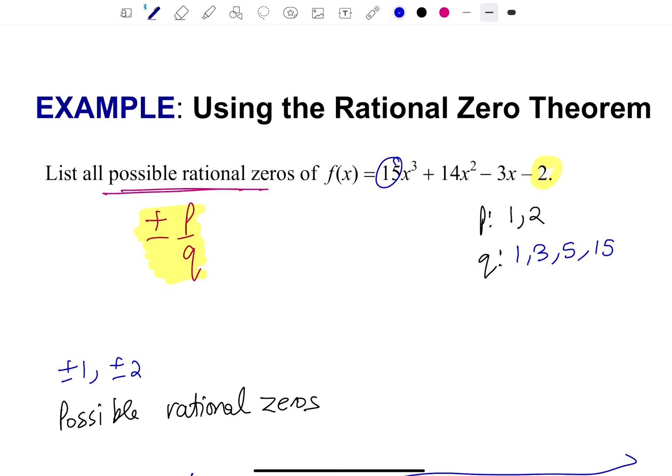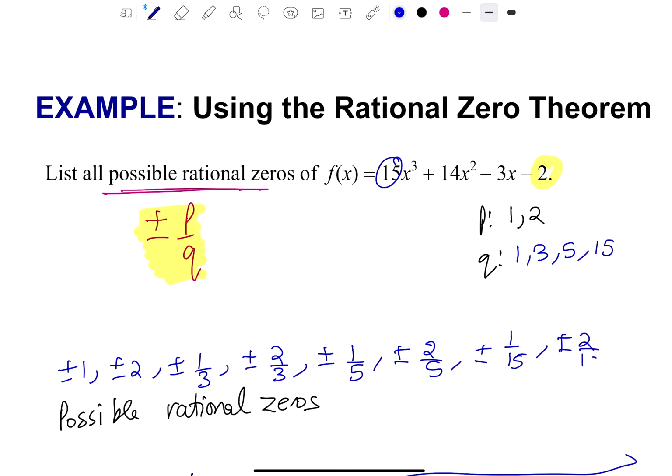So divide p by each of the q's, and the next would be plus minus 1, plus minus 2, plus minus 1/3, plus minus 2/3, plus minus 1/5, plus minus 2/5, plus minus 1 over 15, plus minus 2 over 15.